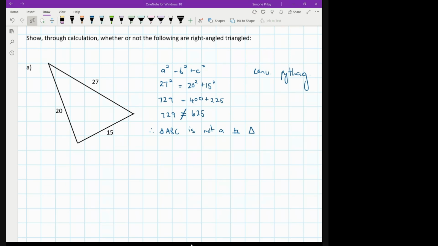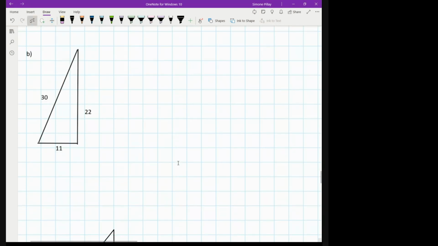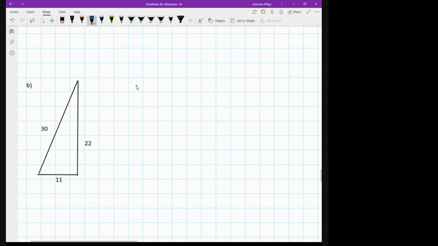Unati, you are next. Are you ready? Yes, ma'am, I'm ready. Let's go. So we'll first say a squared equals b squared plus c squared. And then we'll say 30 squared equals 22 squared plus 11 squared. And then 30 squared is equal to 900. 22 squared is equal to 400.